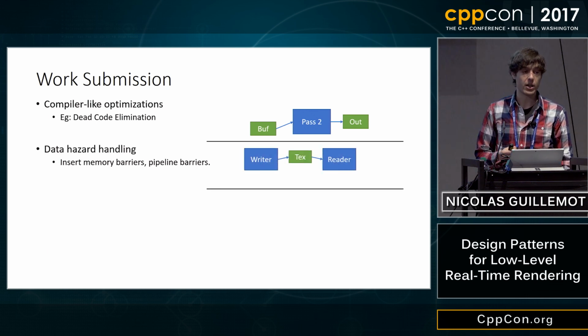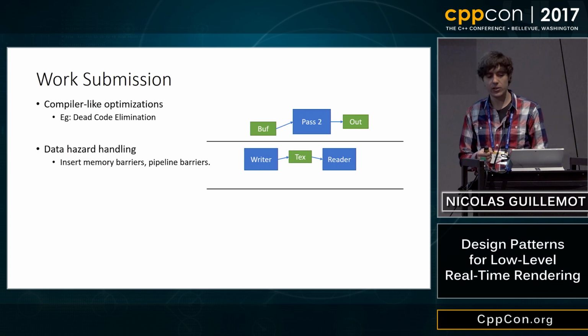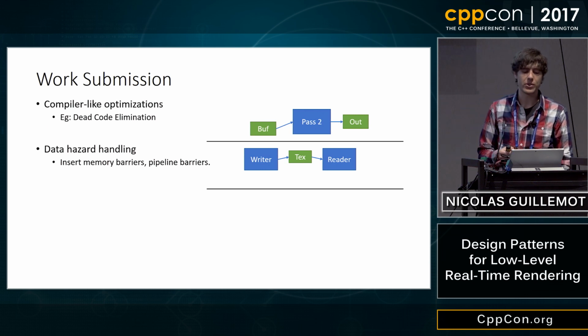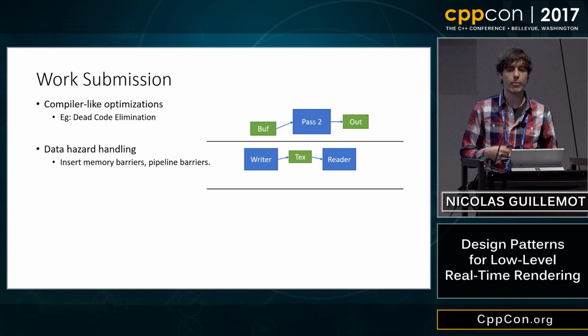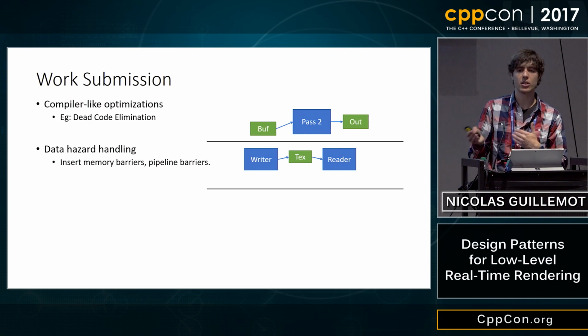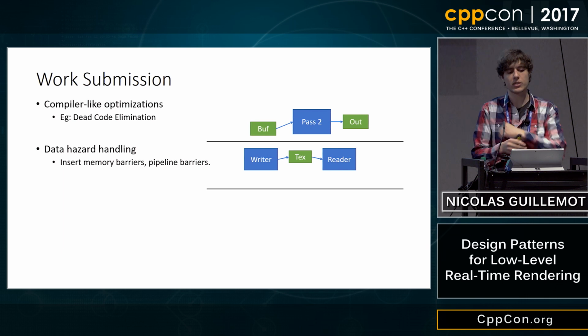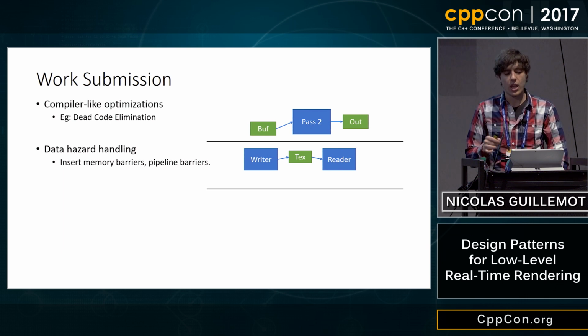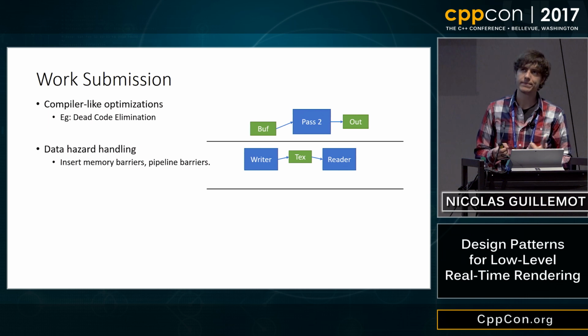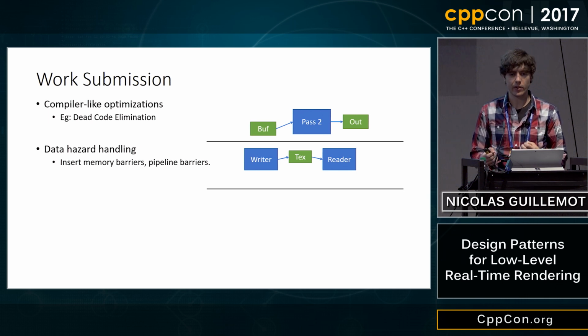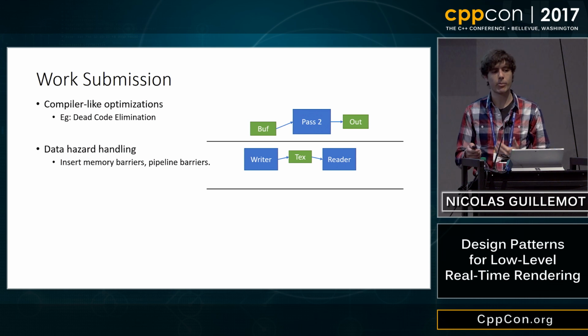Another very important thing that your scheduler should handle is data hazards, with memory barriers to handle transitions between reads and writes, or changing between an object that's being read and written, or written and read, and so on. And also barriers relating to the render, because there are various more advanced kinds of barriers relating to the way the rendering pipeline works.